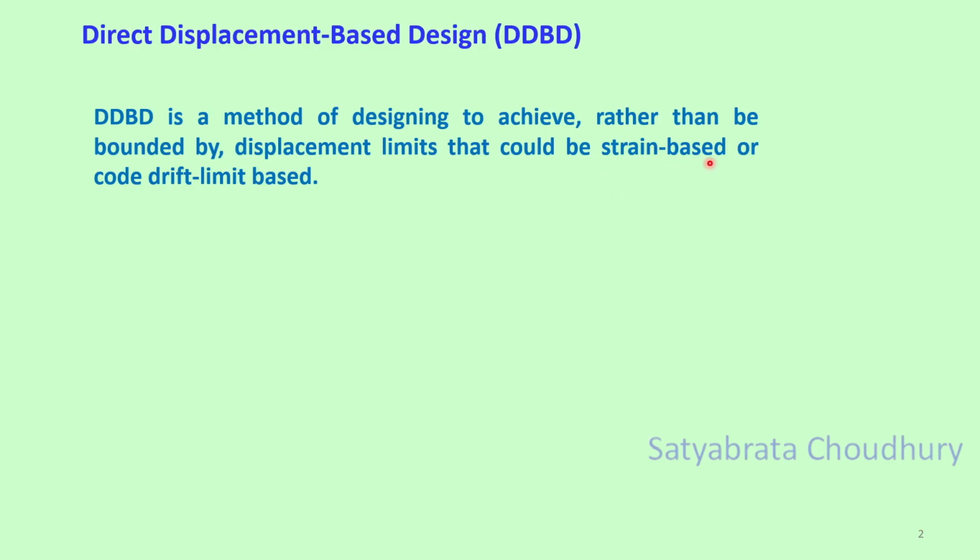One is strain based, generally used in bridge design, and the other is drift limit based. The drift is the interstory drift, usually used for buildings and other structures. This tells how one level is getting drifted from the immediately adjacent level, so that its effect is felt by the users. That effect is minimized by reducing the amount of drift. So we can set an amount of drift at the beginning of the design of the building, and we shall try to reach the target through the engineering process of DDBD.